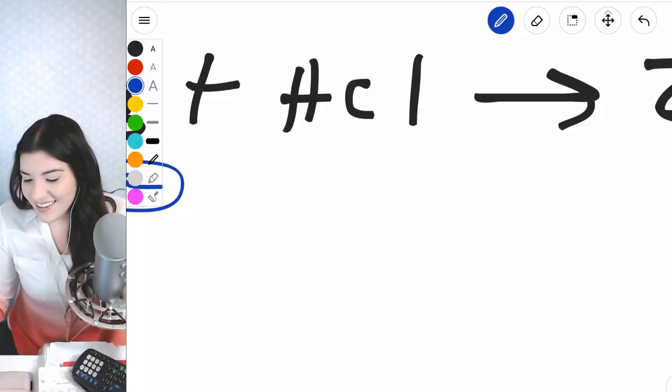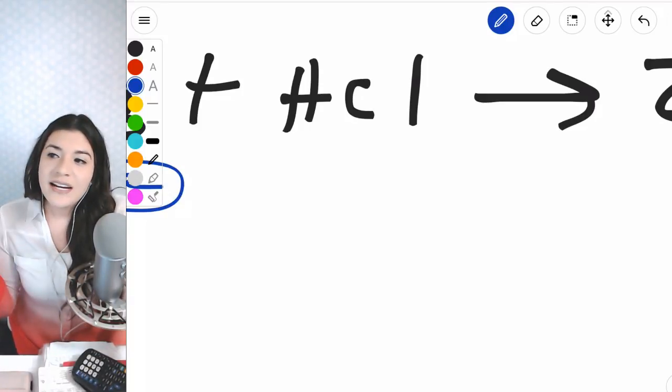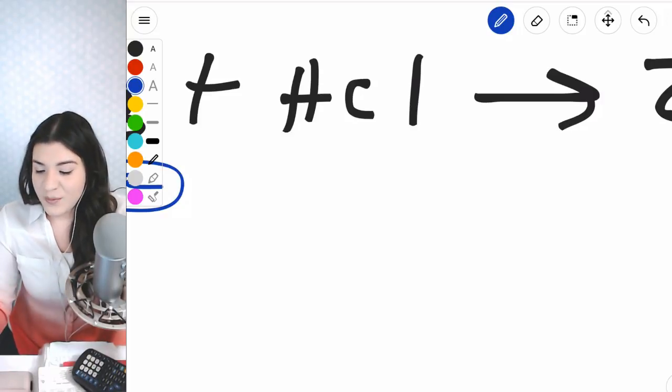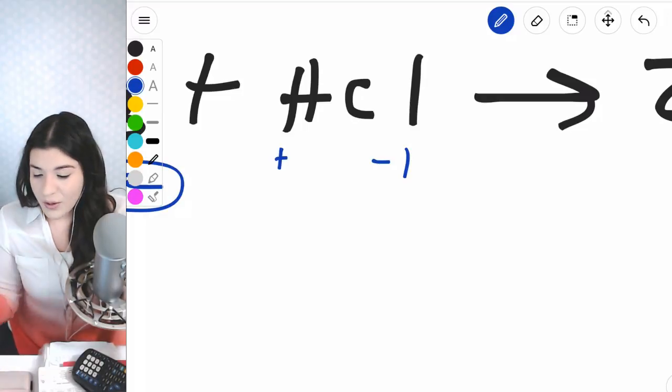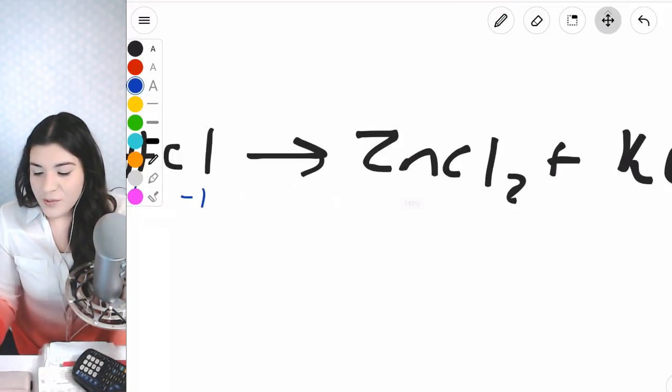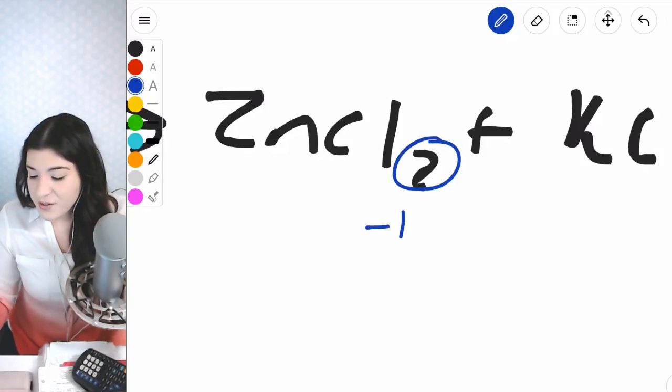So now let's look at the next portion of this. For chlorine, any sort of halogen will have a -1 oxidation number. And then for hydrogen, that will be a +1. Okay, moving on. So once again, chlorine, -1. I'll multiply this by 2, so this is a -2.